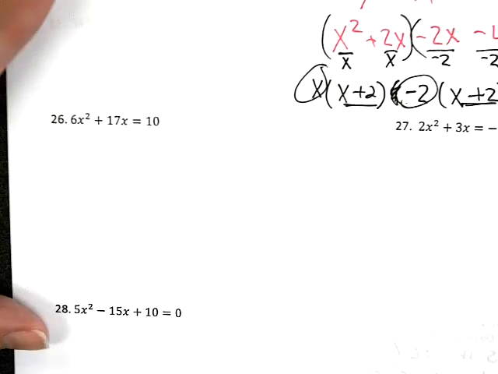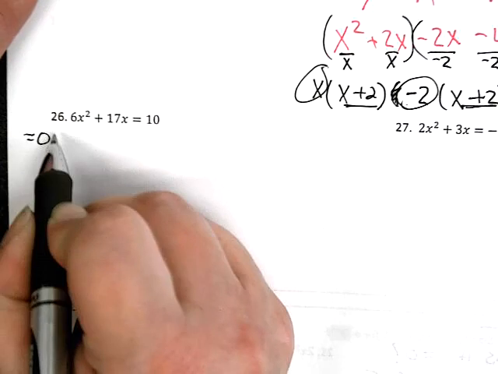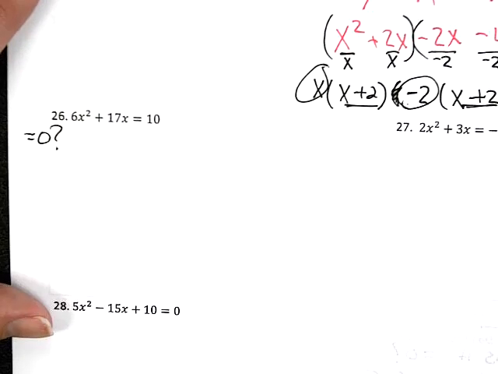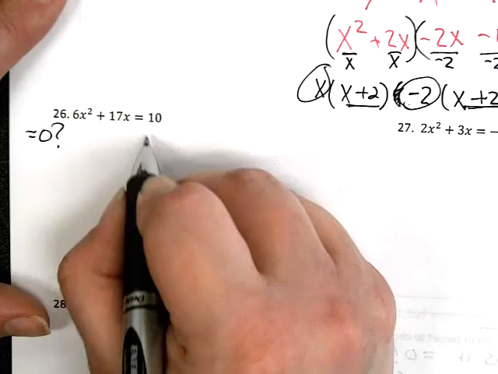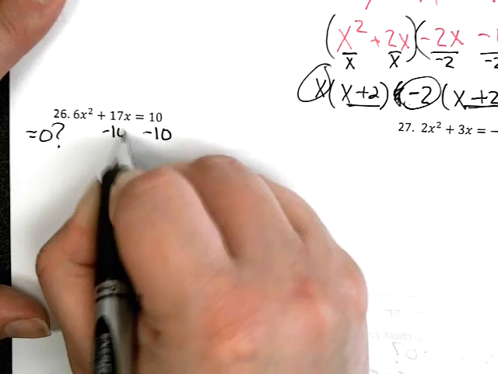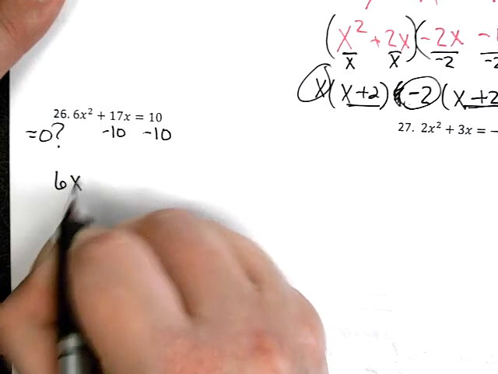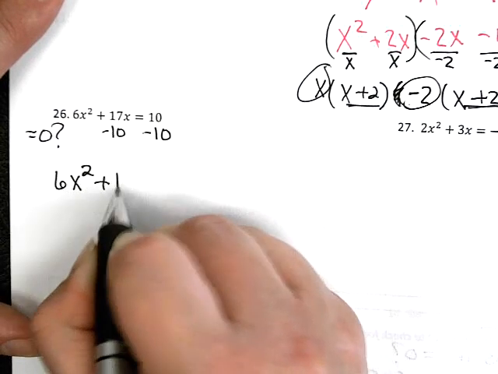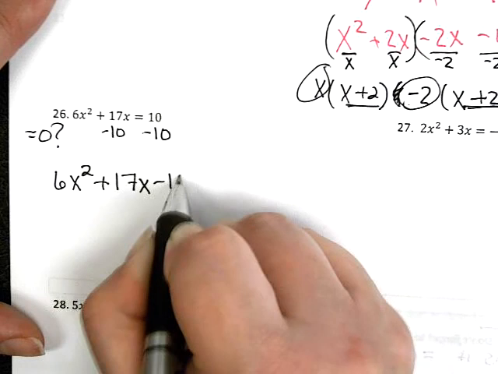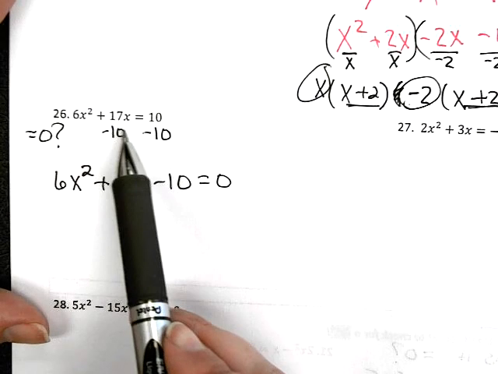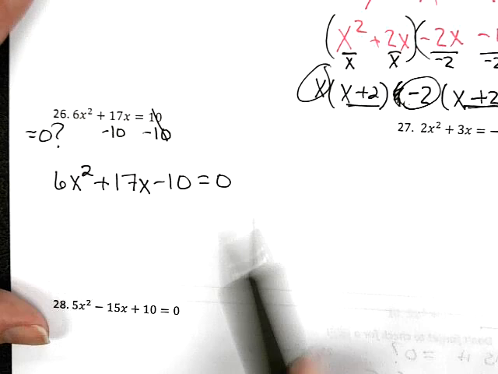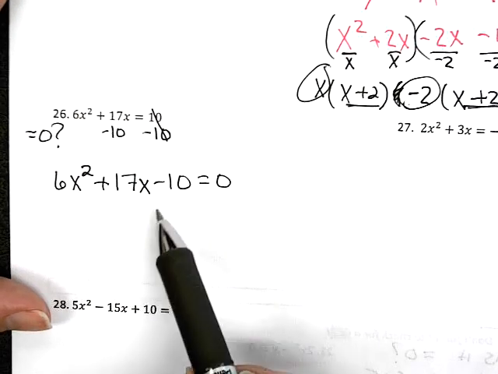So taking a look at number 26, my first step is: is it equal to 0? And in this case, it's not. I want to take this 10 and turn it into a 0. So I'm going to subtract 10 from both sides. So I get 6x squared plus 17x minus 10 equals 0. I can't combine any of these because they're not like terms, but my goal was to get a 0 there, and now I got it. Now I can factor like normal.